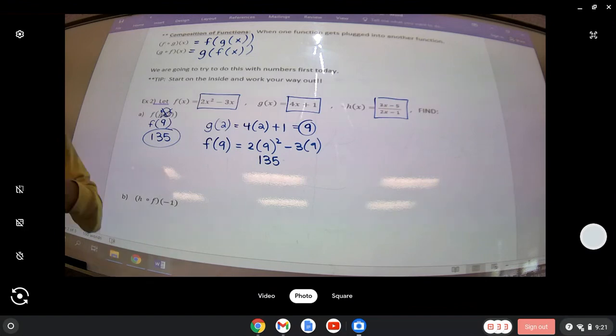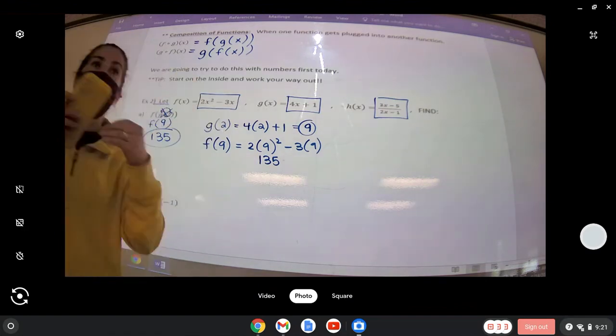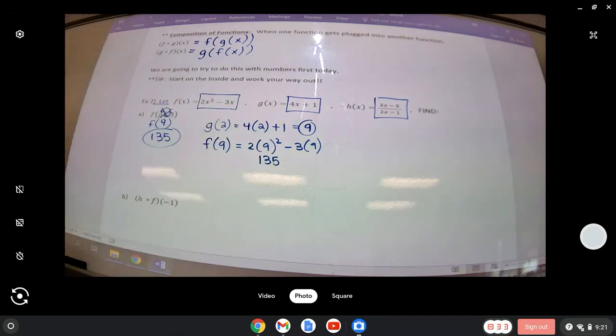So I always think it's kind of like a puzzle. You just take this piece, you go to the next one. Then you take this piece, you go to the next one. So I just don't want you to think that it's 2 going into both of these functions. It's whatever number you get out of the first function becomes your input for the next function, okay?